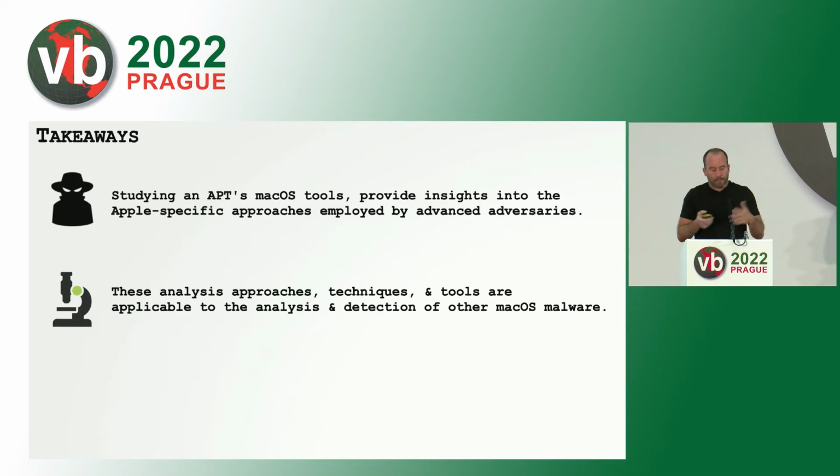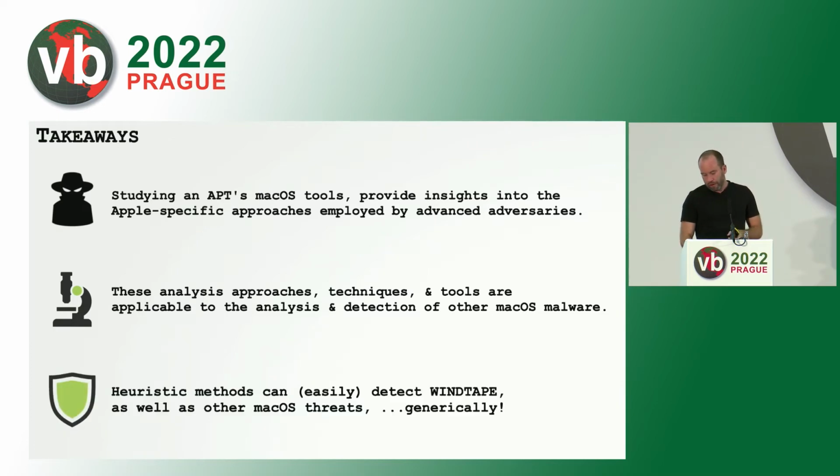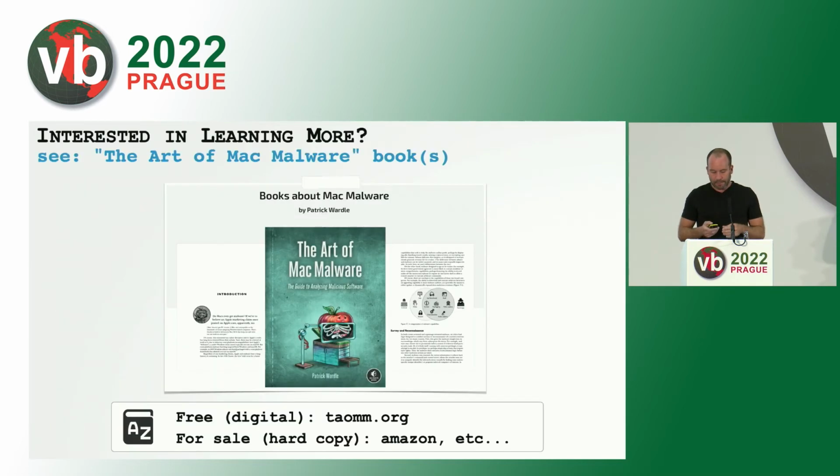Another takeaway, as I mentioned at the beginning of the talk, the approaches, the tools, the techniques we talked about today, I just want to drive home the point that these are not specific to WindTape. These can obviously be used to analyze other Mac malware specimens as well. And then finally, and this is fairly obvious as well, heuristic methods do have the downside of perhaps false positives, but other than that, they can be a very powerful approach to detecting even brand new malware such as WindTape, right? We talked about monitoring for persistence or unauthorized network activities. This malware, even though it was new, was not incredibly stealthy, so heuristics could very easily flag it, again, with no a priori knowledge of the malware specifically.